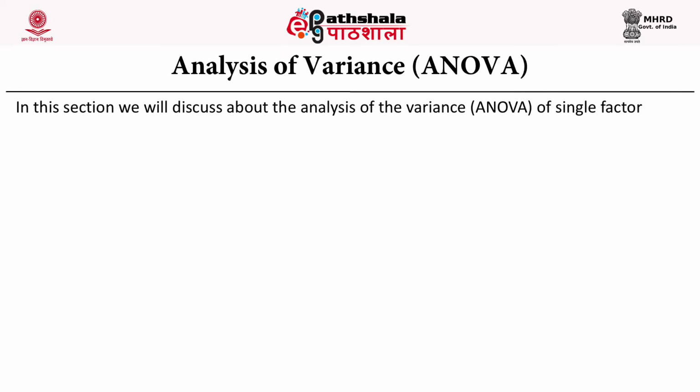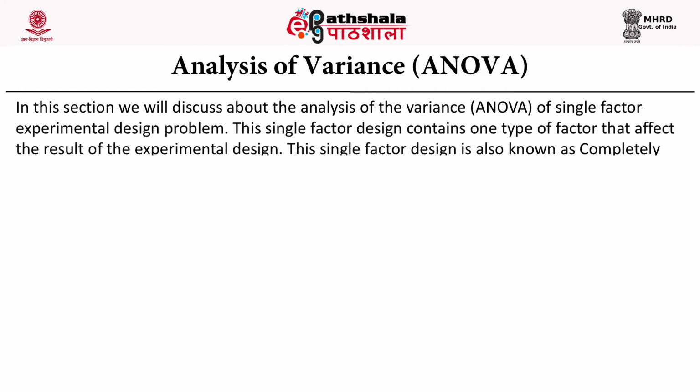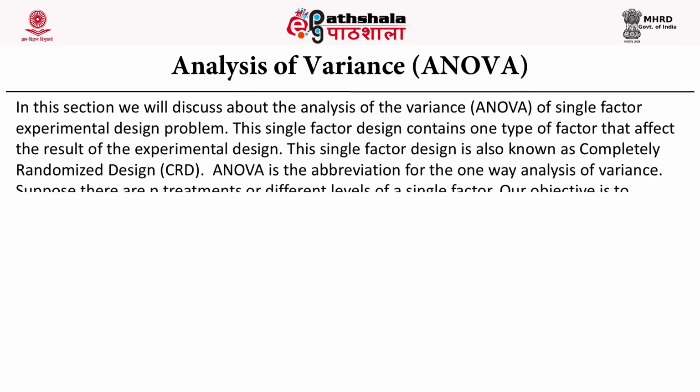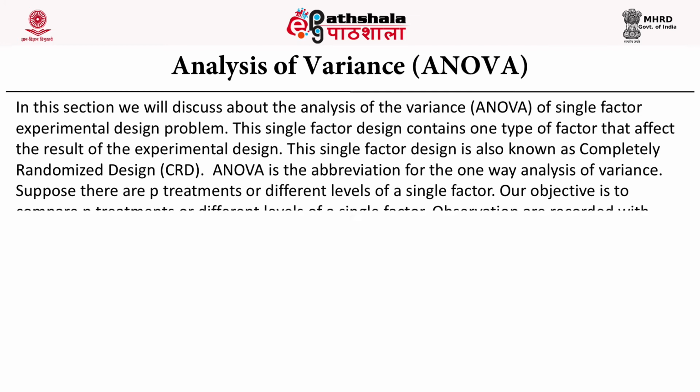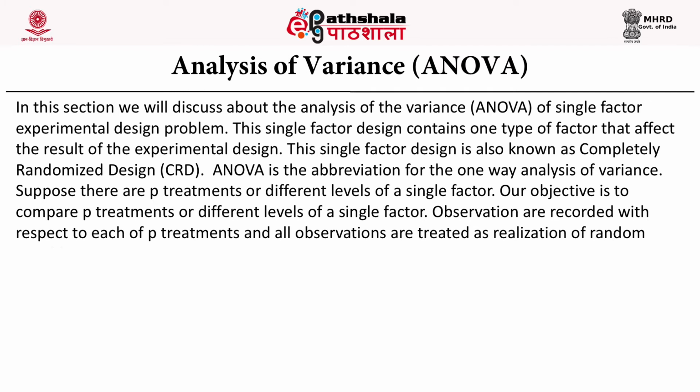First, we will discuss what is ANOVA, that is analysis of variance. In this section, we will discuss the analysis of variance of a single factor experimental design problem. This single factor design contains one type of factor that affects the result of the experimental design. This single factor design is also known as completely randomized design. ANOVA is the abbreviation for the one-way analysis of variance. Suppose there are p treatments or different levels of a single factor. Our objective is to compare p treatments or different levels of a single factor.